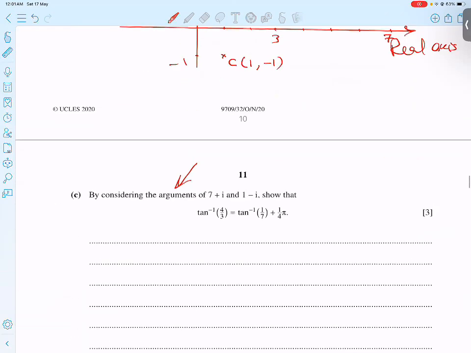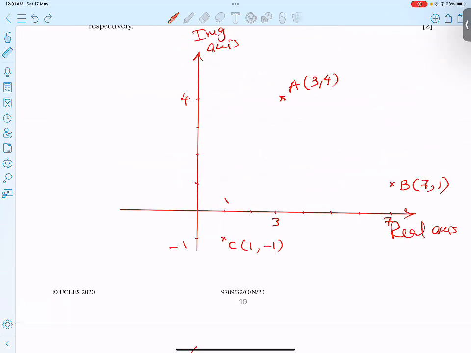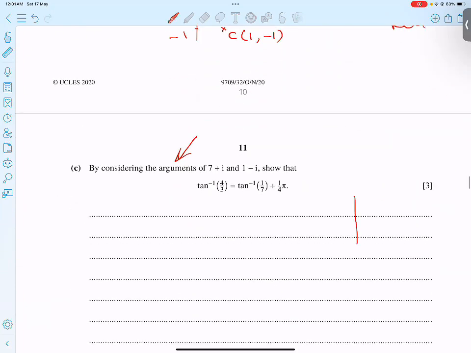So let's start. He said, find the argument of 7 plus iota and this. So basically I'm finding the argument of the B coordinate and the C coordinate. Have a look now. First of all, the B coordinate. B coordinate is 7 and 1. So I get this kind of triangle, just for the sake of understanding. 7, 1. And this theta is called the argument.